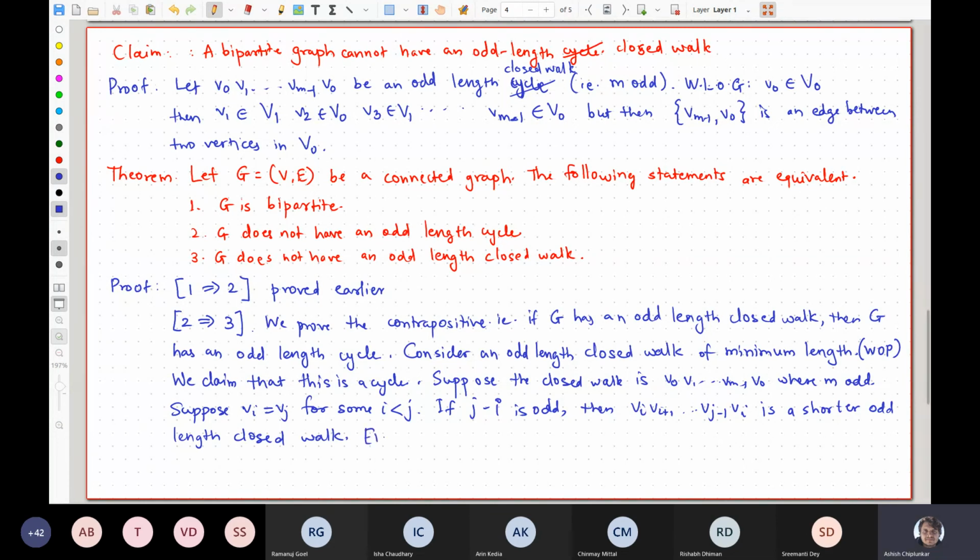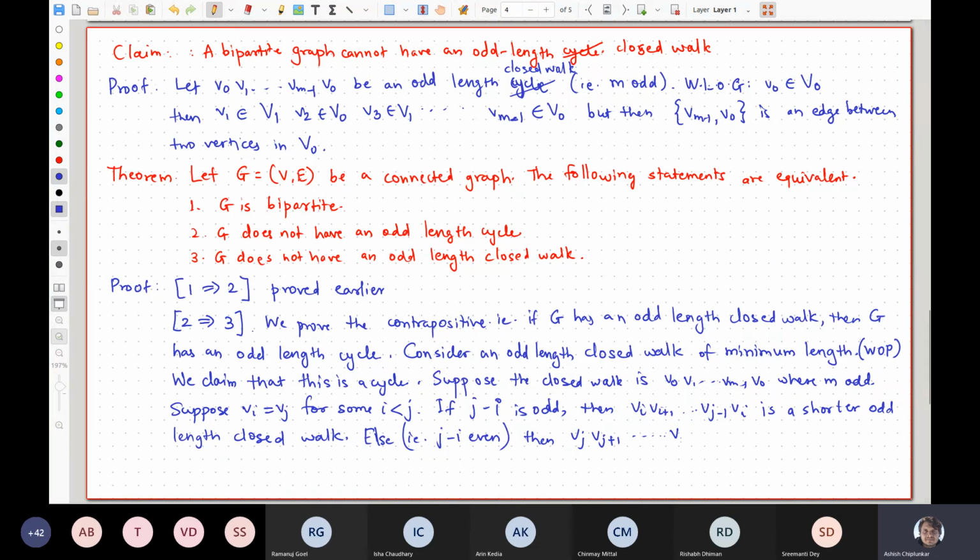Else what happens? Else, that is j minus i even, then what you could do is, you could start from vj, let's say vj plus 1, and so on, right? So somewhere you'll reach, right? So you get the idea, right? I mean, of course, j and i could possibly be 0, but the idea is you go around the same walk, right?